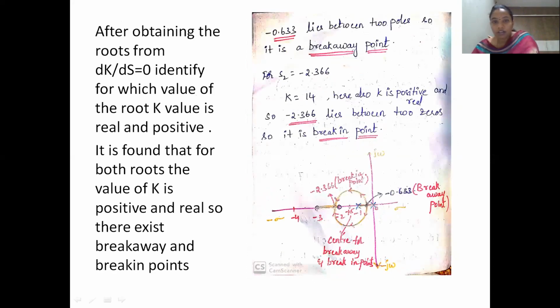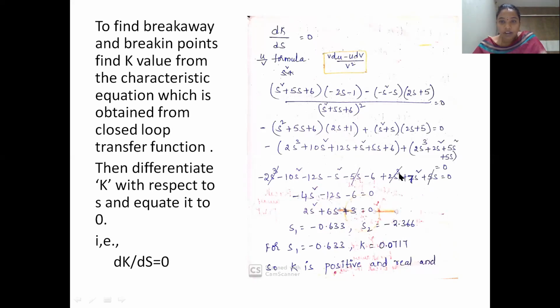Right? Fine. So after finding this, you find the roots of these equations. I found the values S1 equal to minus 0.633 and S2 equal to minus 2.366. You can also check with your calculator. After finding S1, you substitute this S1 in K. After substituting, I observed that this K value is 0.0717.